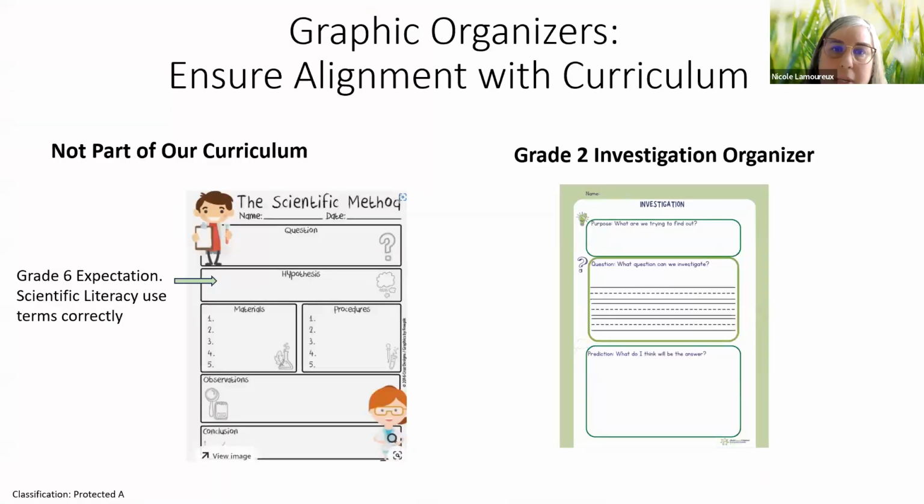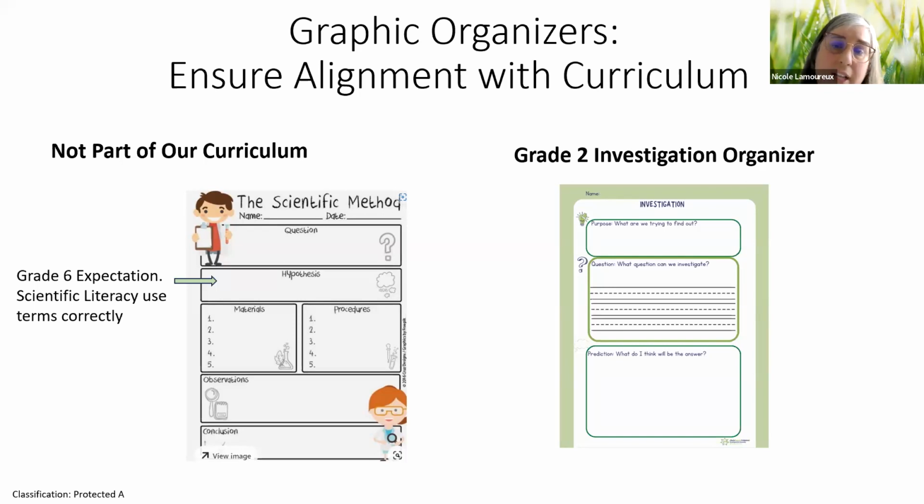Another side note before we look at unpacking prediction and recording observations is that we have to make sure that whatever we purchase, whatever resource we use, aligns with our curriculum. I have seen things floating out there, even for grade 3, 4 Alberta curriculum, a template of scientific methods people are using, but it has hypothesis. Again, we're developing scientific literacy for our students, so we don't want to develop a misconception. A hypothesis is different than a prediction, so we should look at modifying it or look for something else.